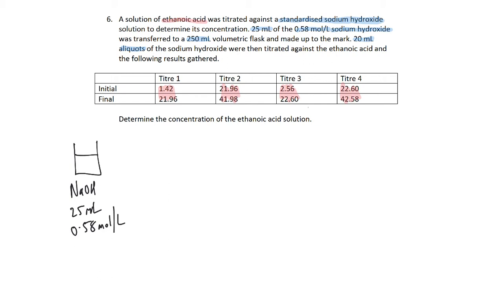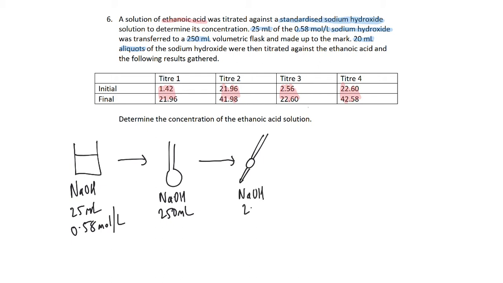We take that and we put it into a volumetric flask. It's still NaOH, but now it has a 250 ml volume. We took that 250 mL and then we take 20 ml aliquots of it. We're taking aliquots out using a pipette. 20 ml aliquots of NaOH still, and we're putting it into the conical flask.